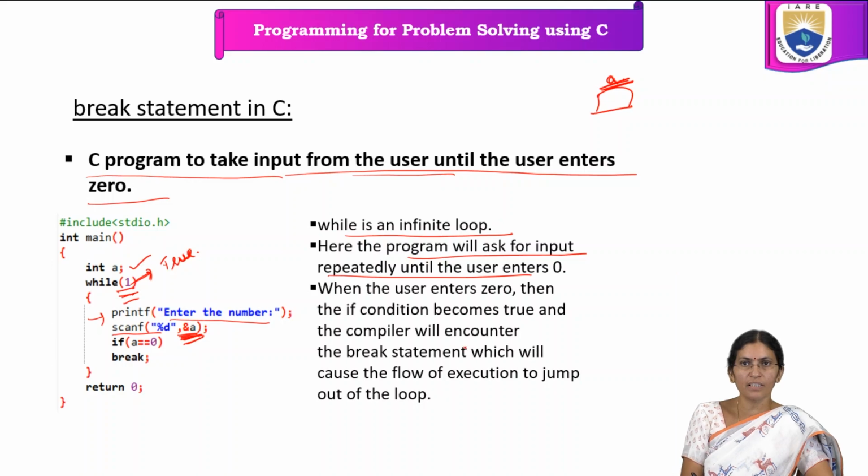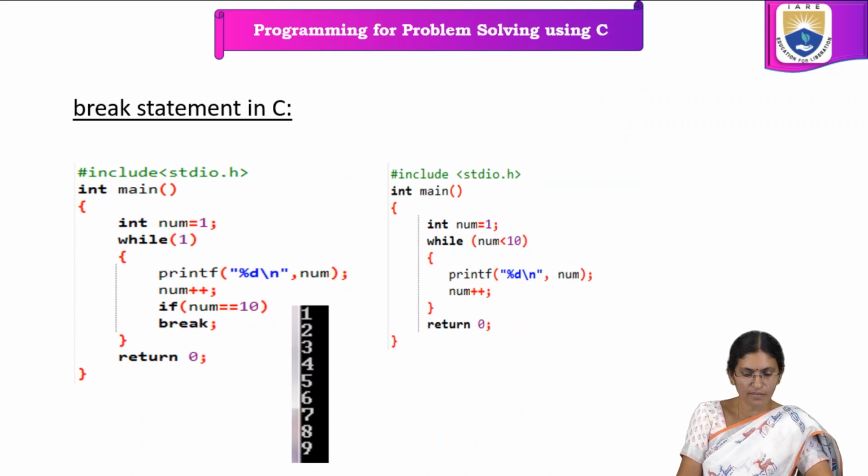When the user enters 0, the if condition becomes true and the compiler will encounter the break statement. So if the user enters 0, the next line, the break statement, is executed. This will cause the flow of execution to jump out of the loop. In this way, next, similarly, we can see one more program.